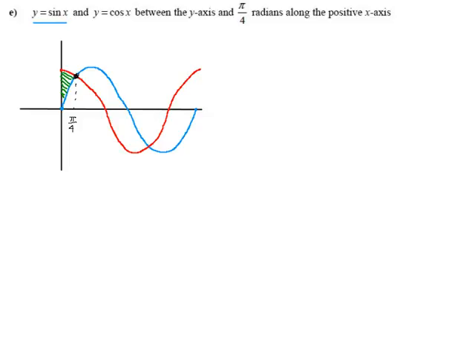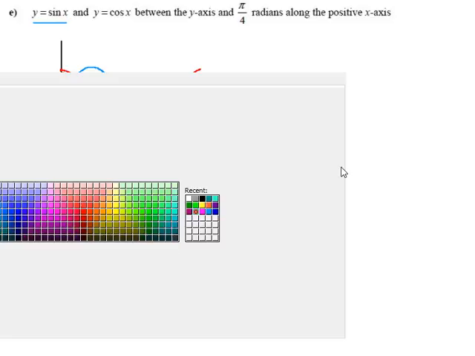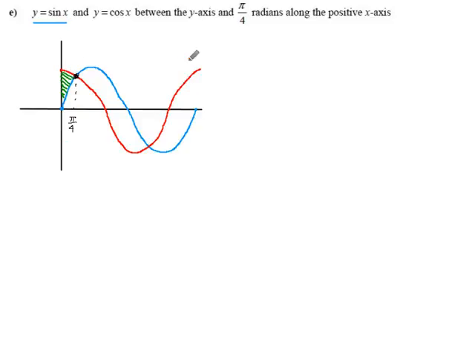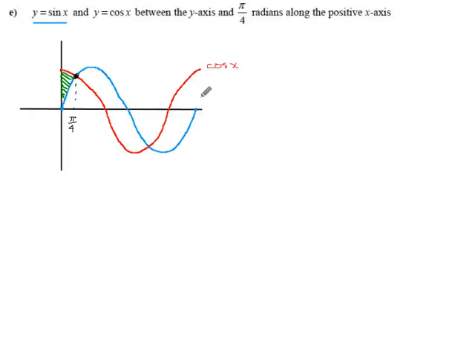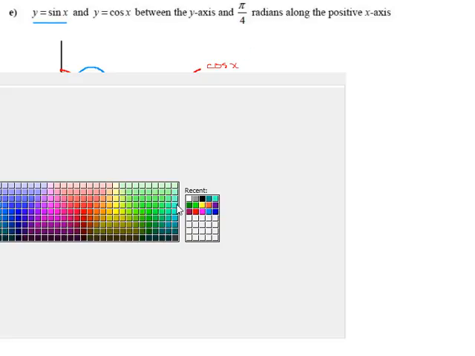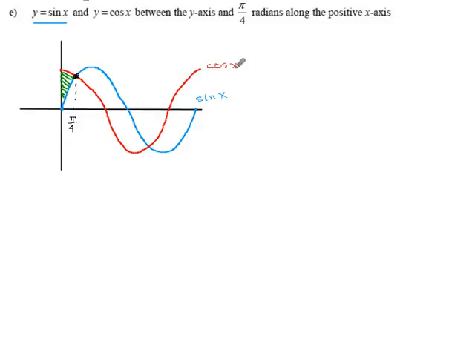Let's see if we can set up an integral. I should have labeled these curves. I'll do that now before we dig in. The red curve is cosine x, and the blue curve is sine x. That's going to come up in a moment when we figure out which is our top and bottom of our differential rectangles.